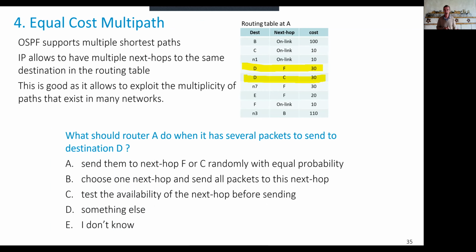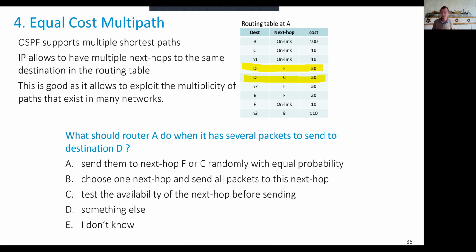So once routers have computed their shortest path, we have seen that they can have multiple shortest paths to the same destination. Like here at A, there are two paths to D, with next hops F or C. This is considered a good thing, so this is why OSPF supports it, as it allows to exploit the multiplicity of paths that exist in many networks.